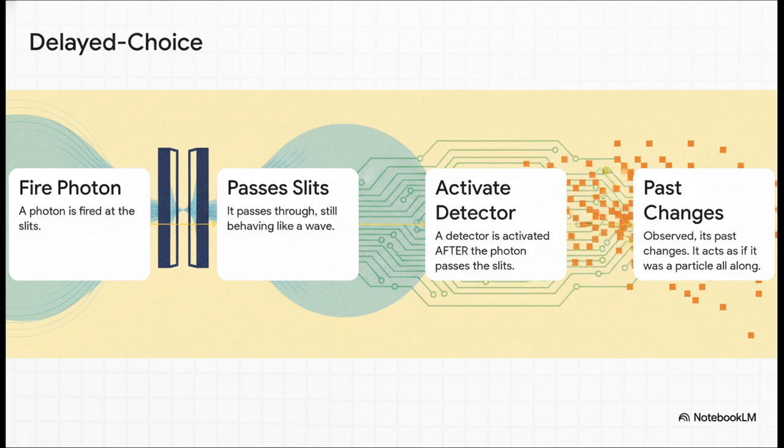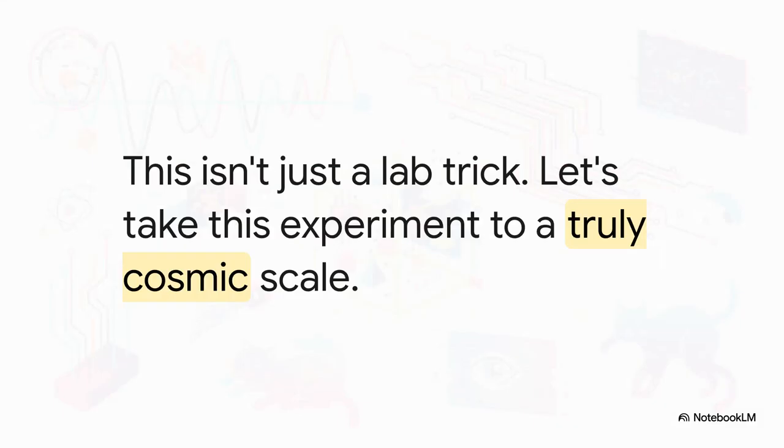The photon is recorded as having gone through one specific slit, like a particle, even though the decision to measure it happened after the event. And this effect isn't just some tiny quirk that happens on a lab bench. The implications are, well, literally astronomical. What happens when the distances aren't just a few millimeters, but millions and millions of light years?